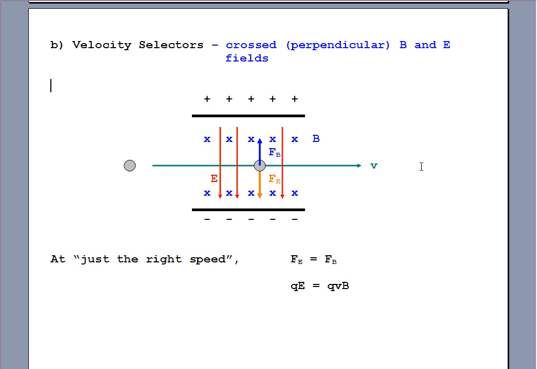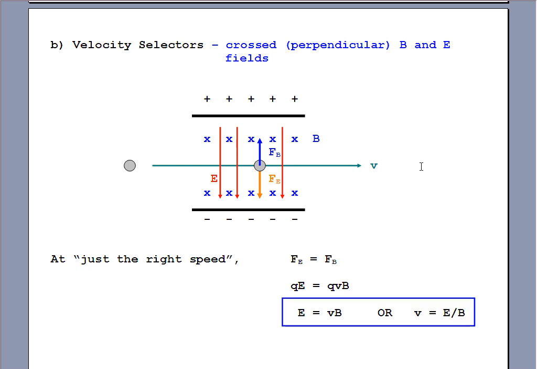All we have to do to find this math relationship is equate those two forces, the QE and the QVB force. It doesn't even matter how big the Q is. For that matter, it doesn't even matter if it's positive or negative. It would just reverse the direction of those arrows, but they would still be in a perfect balance when the electric field was equal to the velocity times the magnetic field.